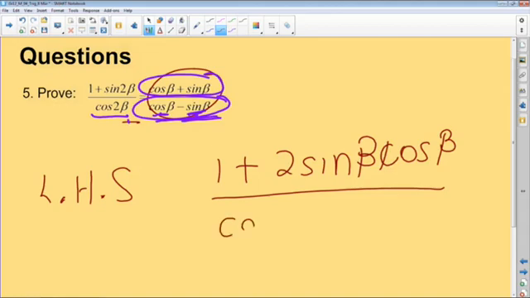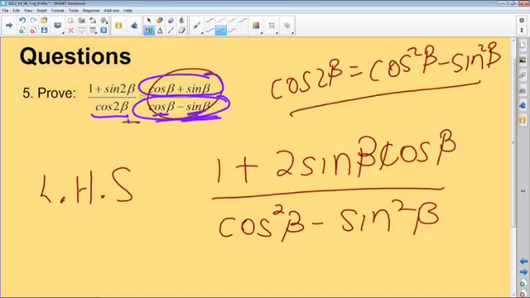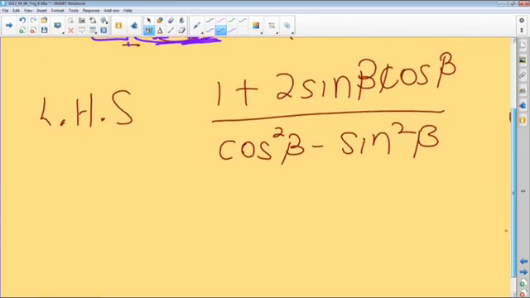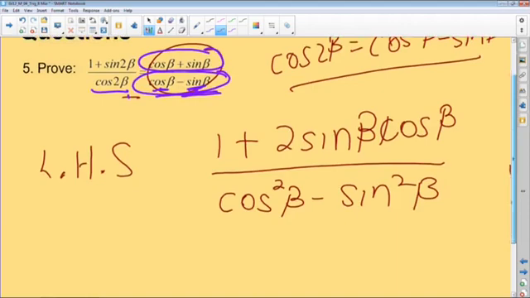So I'm going to make this cos squared beta minus sine squared beta. That comes straight from your identity, cos 2 beta is equal to cos squared beta minus sine squared beta. That's where I get that from. All right. I have a look at this and I see, okay, well, at the bottom I can perhaps factorize that because that's a difference of 2 squares. But at the top I'm kind of stumped. There's nothing really more I can do except one big thing that we can do.